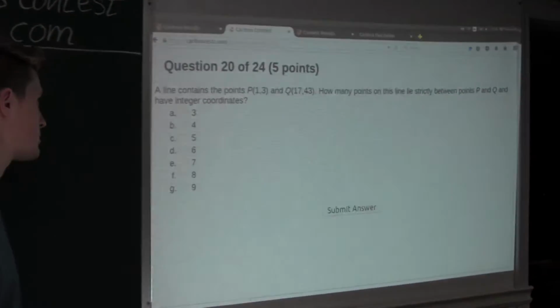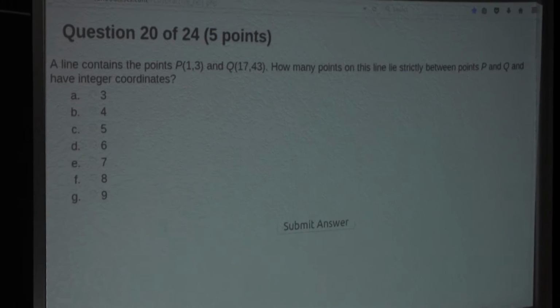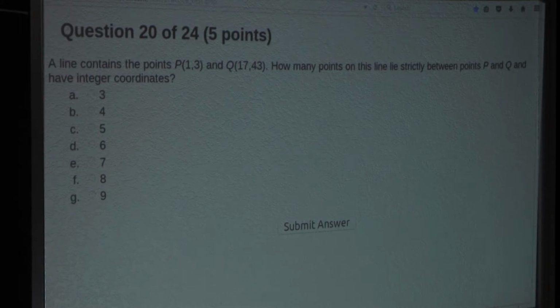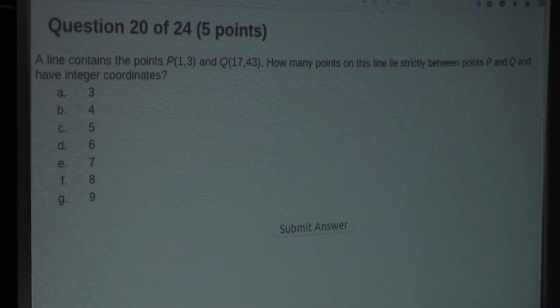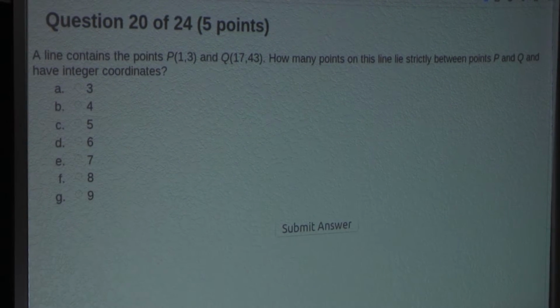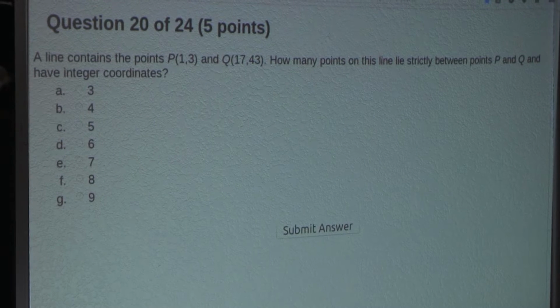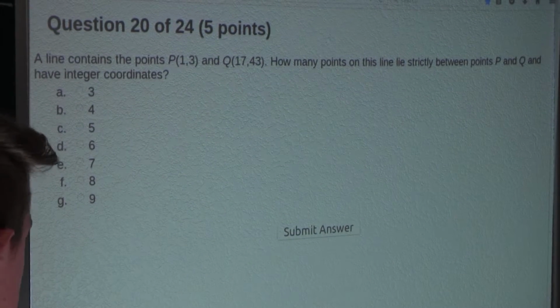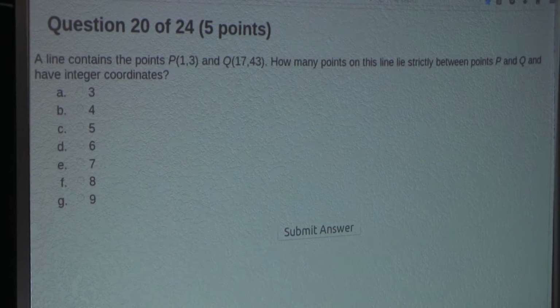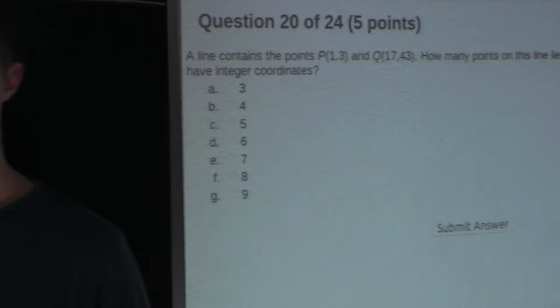So the question is: a line contains the points P(1, 3) and Q(17, 43). How many points on this line lie strictly between points P and Q and have integer coordinates? Okay.